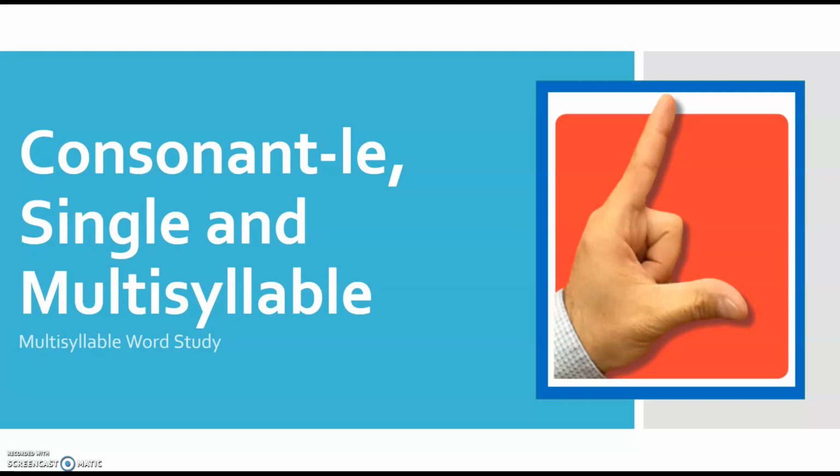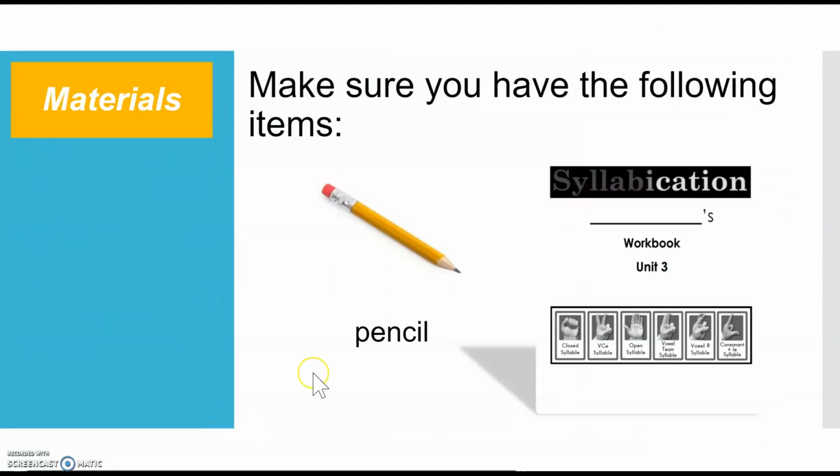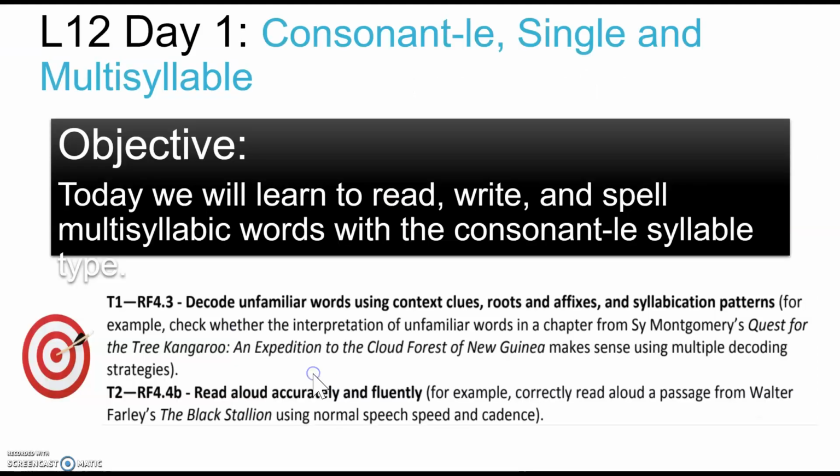So you're going to be working on the consonant LE syllable. If you look at the hand there, that is the sign language L. That's what we use when we're trying to tell the teacher what syllable that is with our hand. So, the consonant LE. You should have your syllabication book out and your pencil. And remember that our job is to read, write, and spell multisyllabic words with that consonant LE syllable in there.